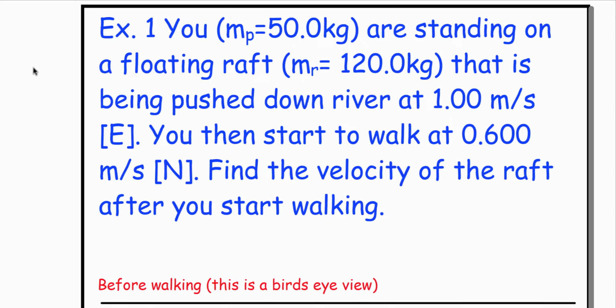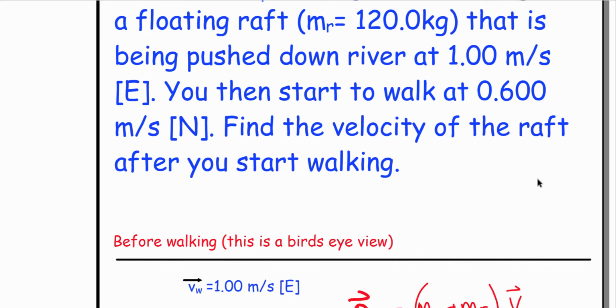Okay, so in this example, we're going to look at conservation of momentum in 2D. This is a person who will be walking across a raft that's going down a river. So we have a person, mass of 50 kilograms, standing on a floating raft with a mass of 120 kilograms. The raft is going down the river at 1 meter per second east. Then you start walking at 0.600 meters per second north. We want to find the velocity of the raft after you start walking.